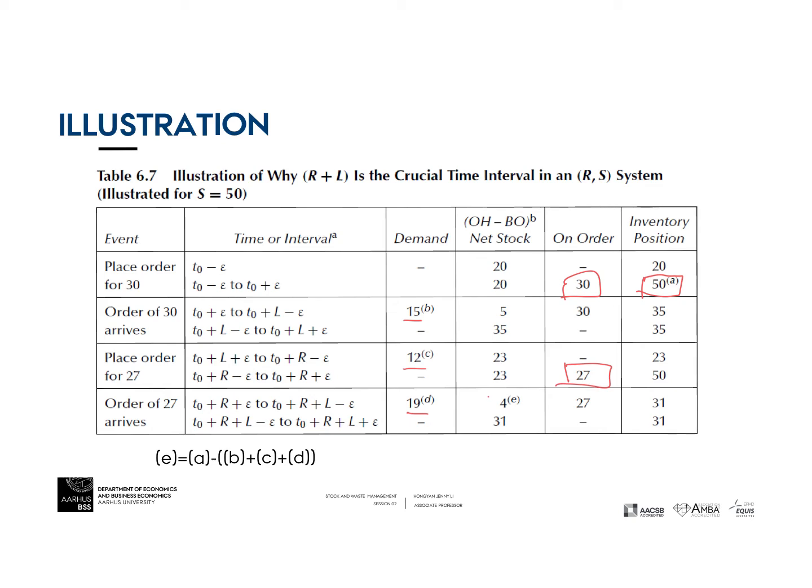So we can see the value E, the net stock at the end of R plus L time, is determined by your initial inventory position at T0, and then the demands B, C, D, three different demands. In that sense, the stock situation at the end of R plus L should be the focus to evaluate the possibility of stock out. R plus L is a critical period that we should pay attention to.